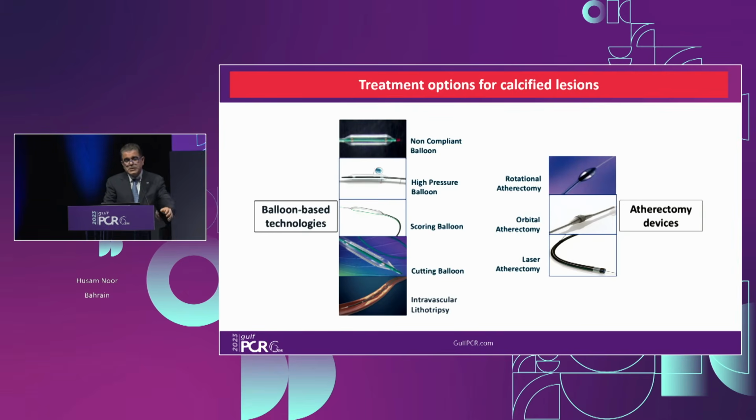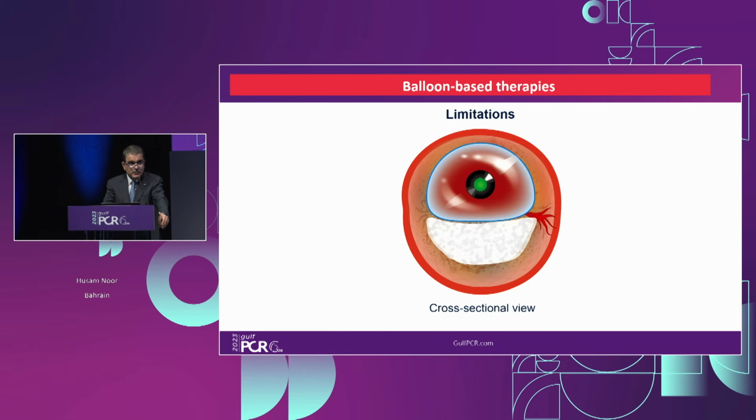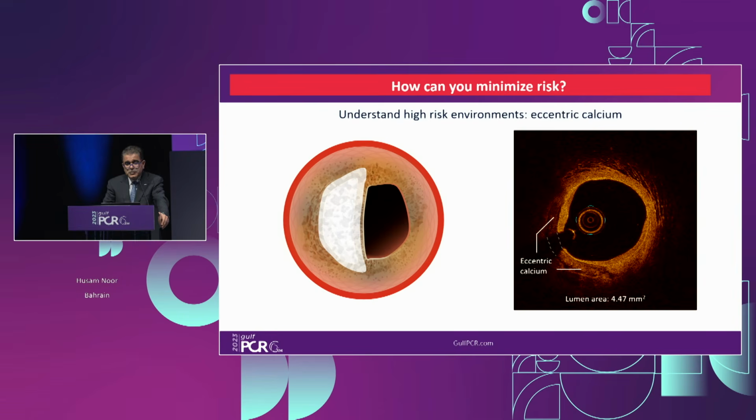So what are the treatment options for calcified lesions? I categorize them into two different categories: atherectomy devices, rotational atherectomy as we've seen in this case, orbital atherectomy, laser atherectomy, versus balloon-based technologies. We're all used to the balloon-based technology, but there are some limitations in balloon-based therapy. When you have an eccentric calcium and you put a balloon in there and start inflating to get the lumen, you're always at risk of a shoulder perforation. And this is where imaging helps you to minimize that risk.